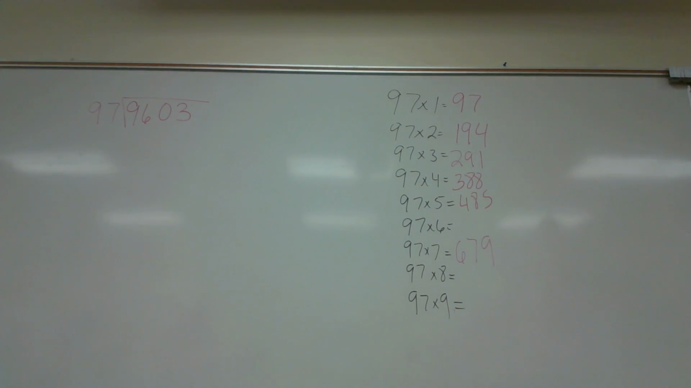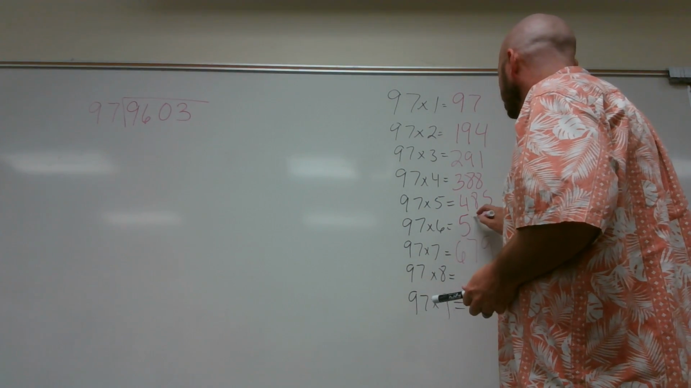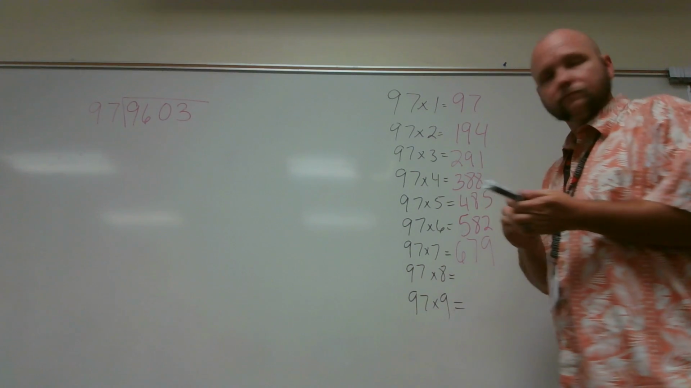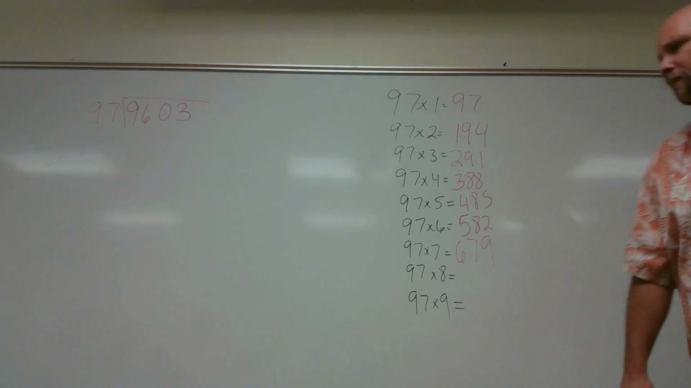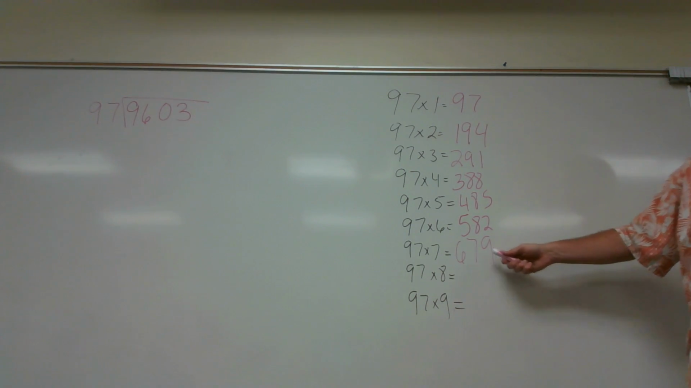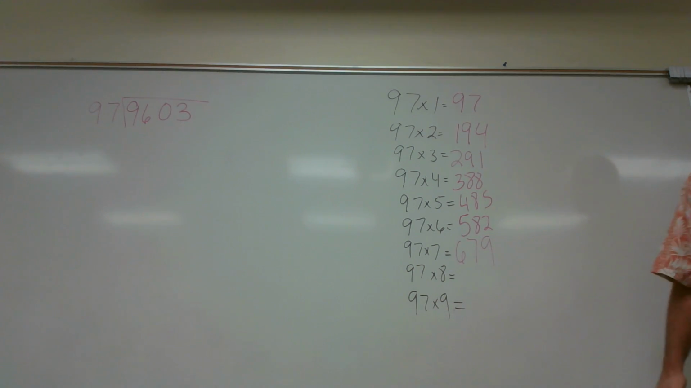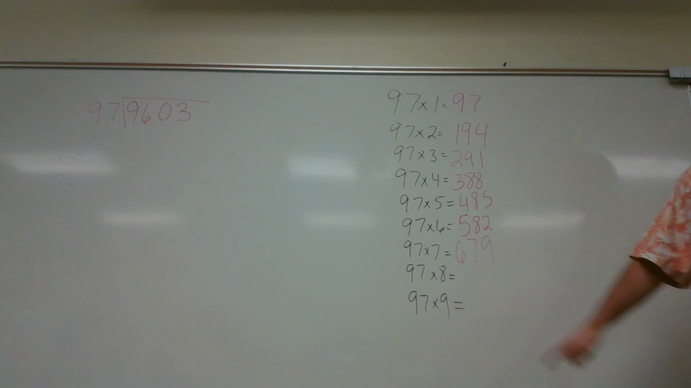Mr. Palmer, 97 times 6. 582. Lizzie, 97 times 8. 680. No, that can't be right, because 97 times 7 is 679. So it's not just one more than that.